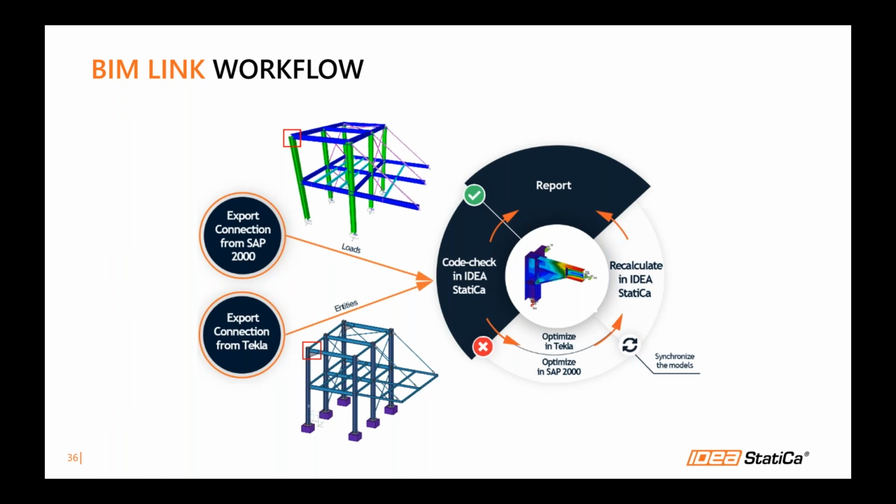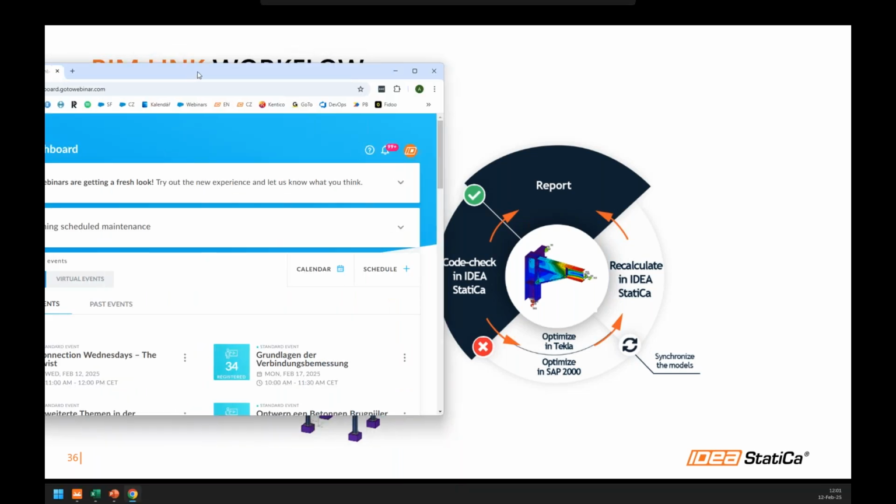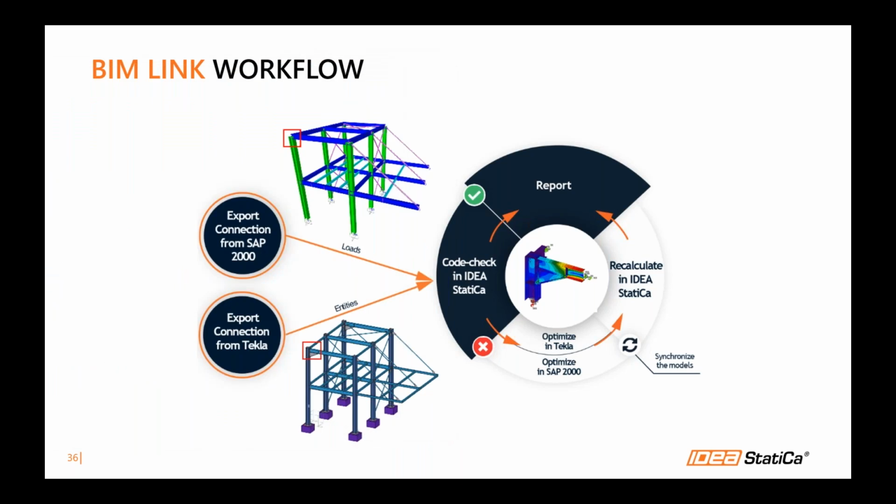Usually we check the connection design when we already have the entire structure in some global model. So we would like to use the data from this global model as the basis for the connection model in IDEA. And BIM links make this possible. BIM links work with FEA software for structural analysis, such as SAP 2000 or Robot, and also with CAD systems such as Tekla or Revit. And I will now briefly demonstrate both of these options.